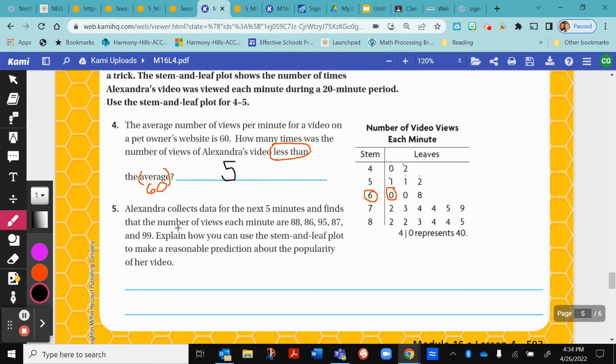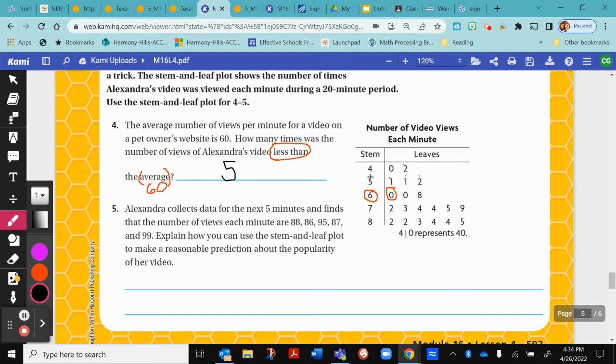This next one really can stump a lot of kids, and I can see why, because it's very wordy and we're not used to the language. And that's another thing with math. You've got to get used to that math language. Alexandra collects data for the next 5 minutes. So she was collecting data for the 20 minutes, and each one was a minute long, right?